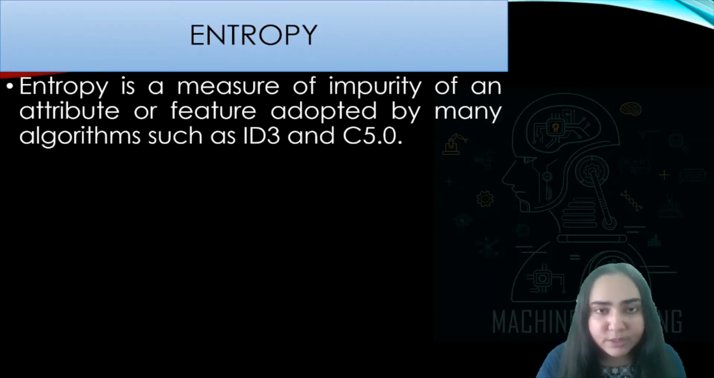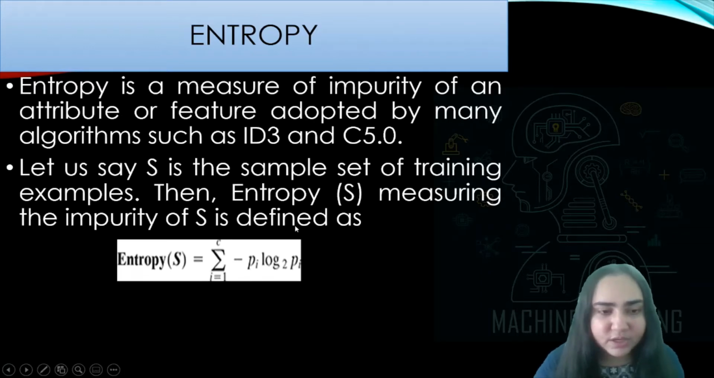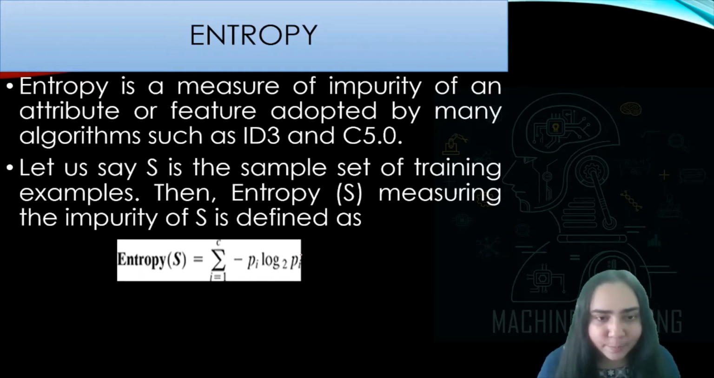So entropy is a measure of impurity of an attribute or feature adopted by many of the algorithms that we use to implement decision trees, like ID3 and C5.0. Now let us say that S is the sample set of training examples, and the entropy measuring the impurity of S can be defined like this. So this formula right here is showing you the entropy. Entropy is minus p_i log base 2 of p_i. Okay, we'll apply this in practice as well.